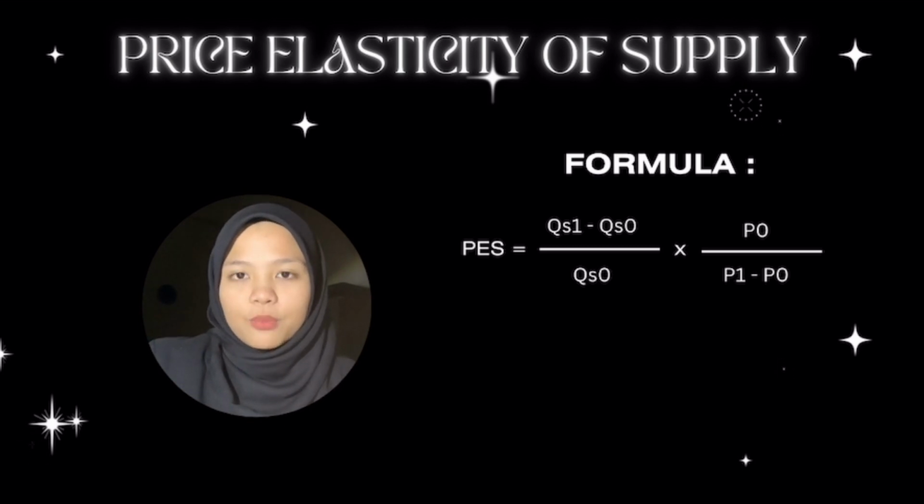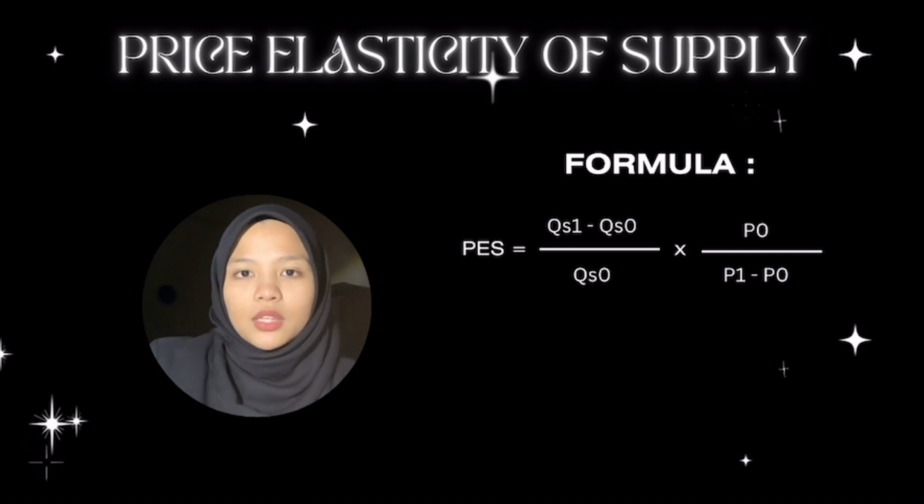I'm going to present about price elasticity of supply. So, this is the formula for price elasticity of supply. The first is QS2 minus QS1 divided by QS1, times PS1 divided by PS2 minus PS1. And then, we'll get the answer for the elasticity of supply.